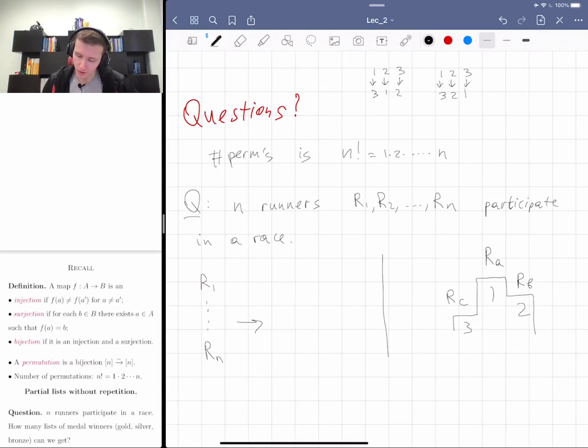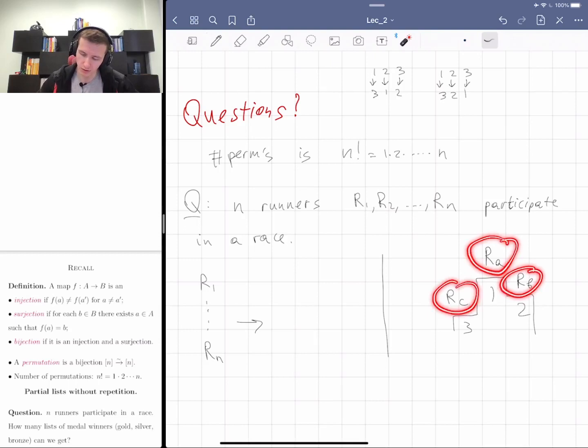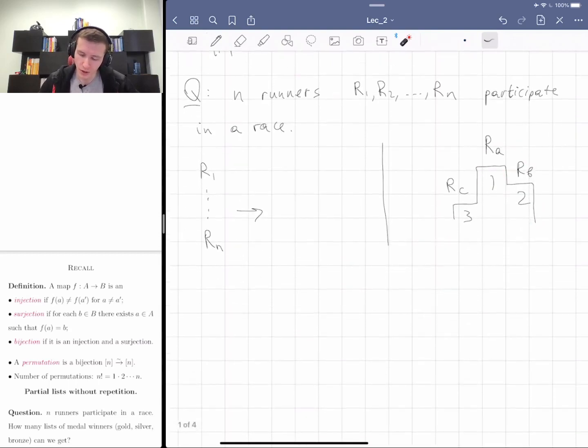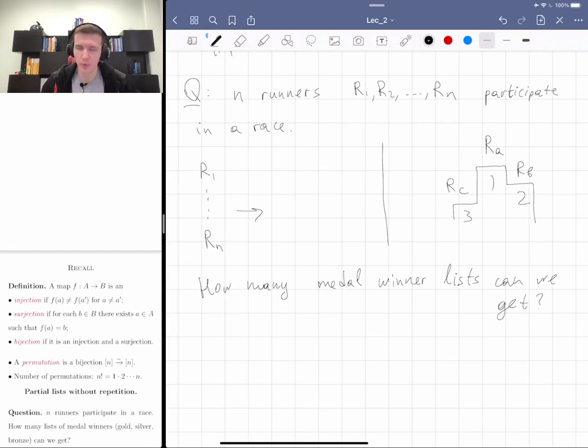All right, so you have 3 winners: one is the gold, the silver, and the bronze winner. So the question is: how many medal winner lists can we get? In how many different ways can the list of winners look?